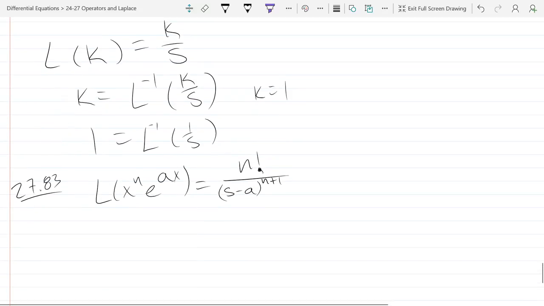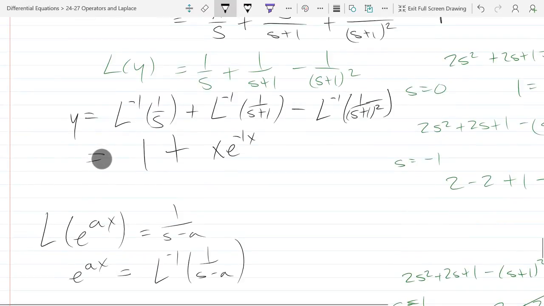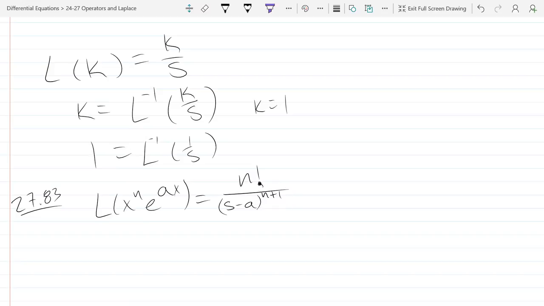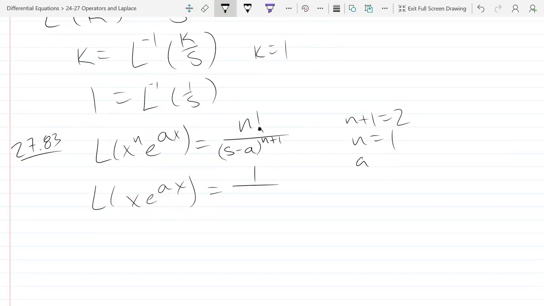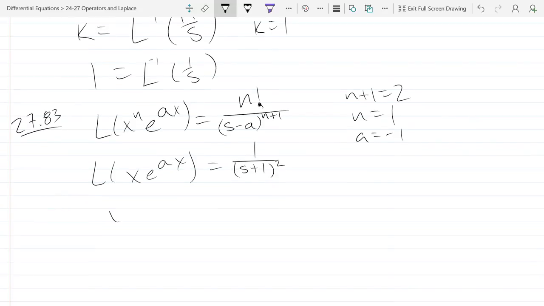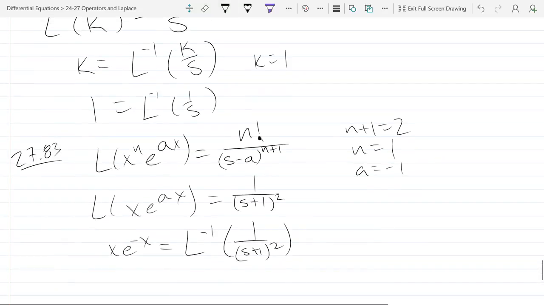So what is our n value? I think we have 2 over s plus 1 squared. So I need a 2 right there, so n plus 1 equals 2, n equals 1. So I'm using this. I'm just going to rewrite it with 1 in place of n. And 1 factorial is 1 over, and our a is negative 1 again. I should fill in the a value while we're at it. So it's x e to the negative x.